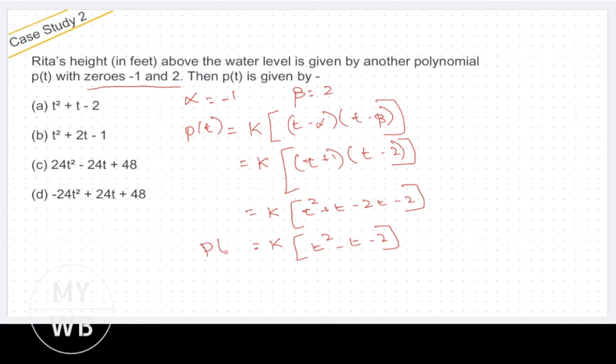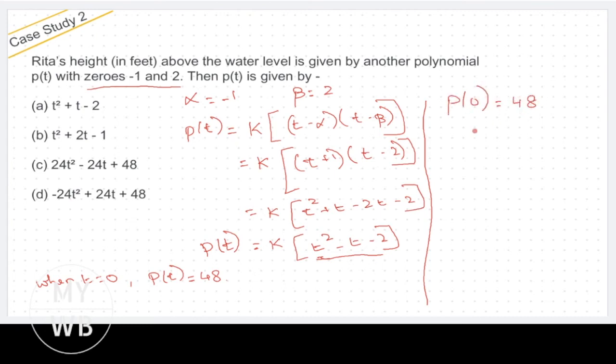So here again, when t is 0, Rita will be still standing on the board. So p of t will be 48. So let's substitute t as 0 here in this expression and equate it to 48 to find the value of the constant. P of 0 is equal to 48.